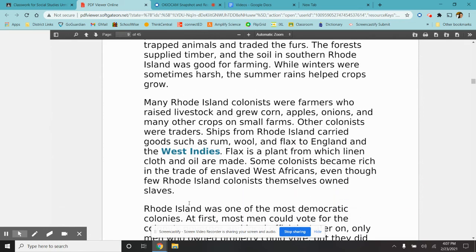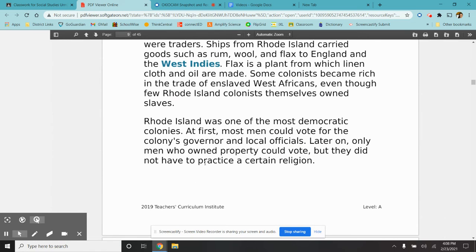Many Rhode Island colonists were farmers who raised livestock and grew corn, apples, onions, and many other crops on small farms. Other colonists were traders. Ships from Rhode Island carried goods such as rum, wool, and flax to England and the West Indies. Flax is a plant from which linen, cloth, and oil are made. Some colonists became rich in the trade of enslaved West Africans, even though few Rhode Island colonists themselves owned slaves. Rhode Island was one of the most democratic colonies. At first, most men could vote for the colony's governor and local officials. Later on, only men who owned property could vote, but they did not have to practice a certain religion.